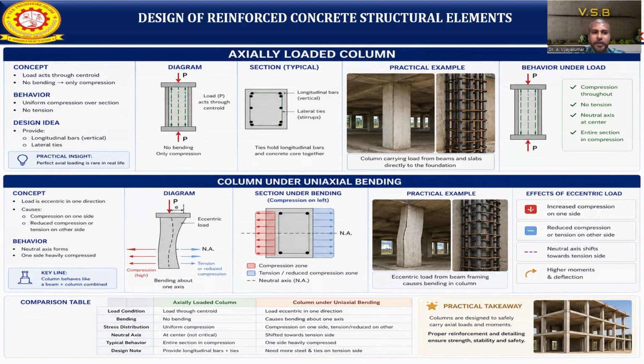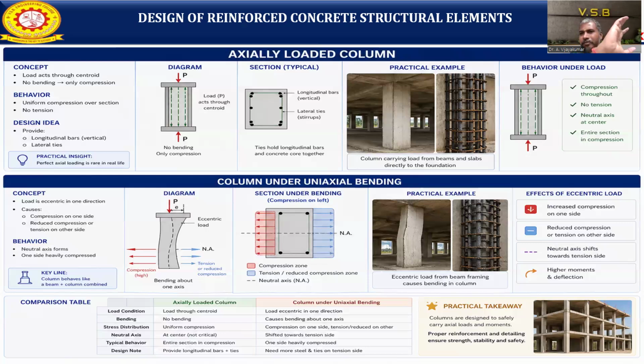So when the behavior is such that we are able to find out how much load is acting, then we can find out the moment, then we can provide the reinforcement. So longitudinal reinforcement we can provide in the vertical direction, and lateral ties that we can also provide to hold the longitudinal bars as well as the concrete. Perfect axial loading is rare in real life. Practically, it is very difficult to make the column axially loaded.